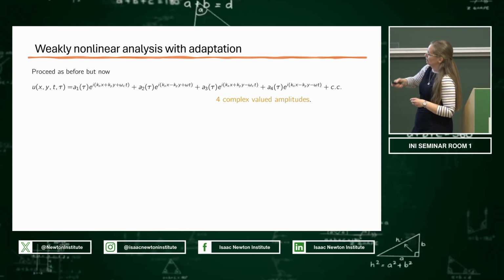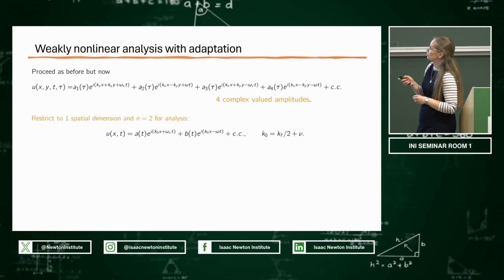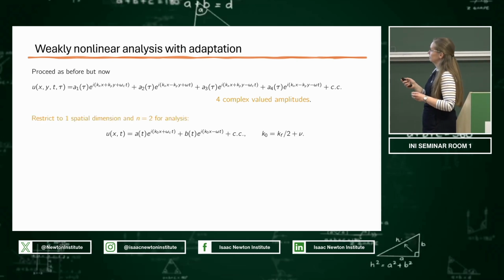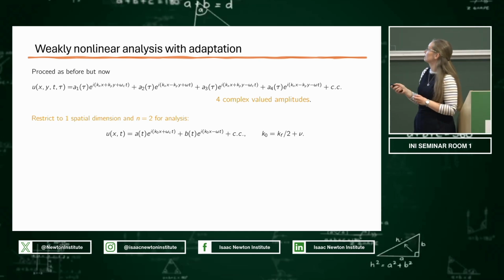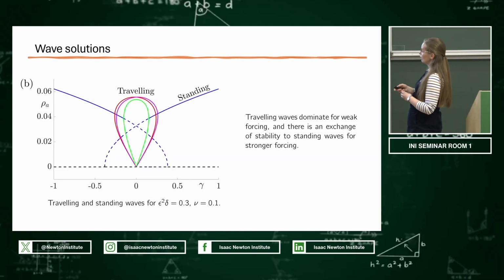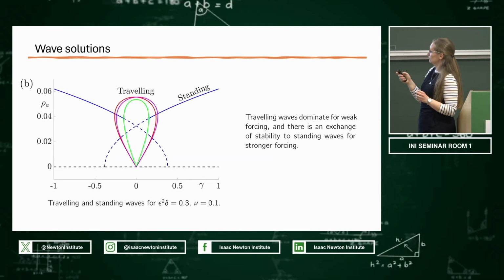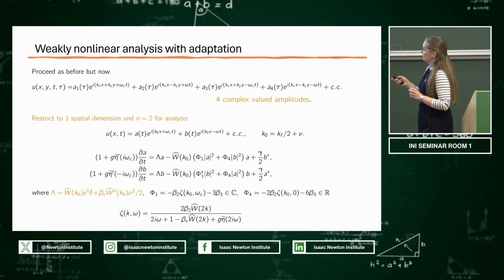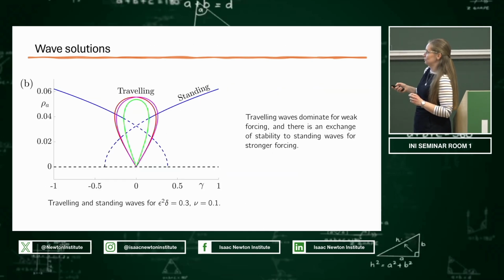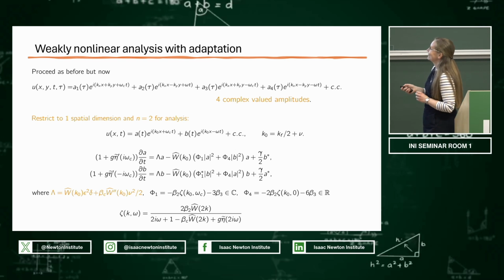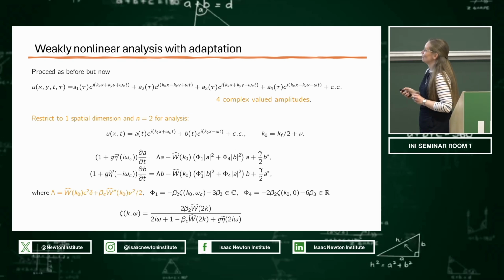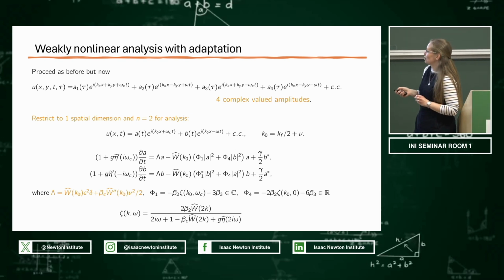We're going to reduce down and just look at one spatial dimension. Now we just get rid of a couple of the amplitudes, and we're just interested in one dimension. Okay, so here are our amplitude equations for one spatial dimension for A and B.